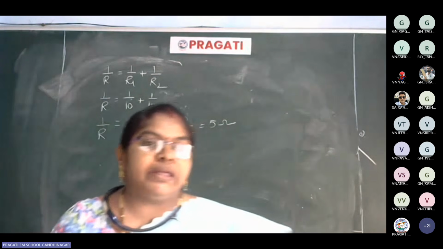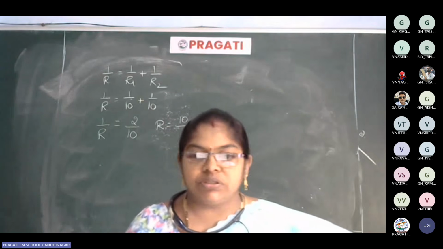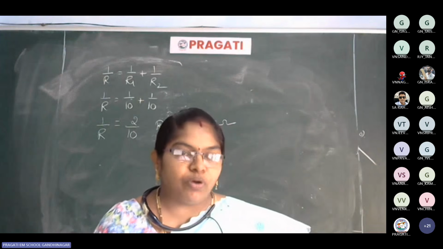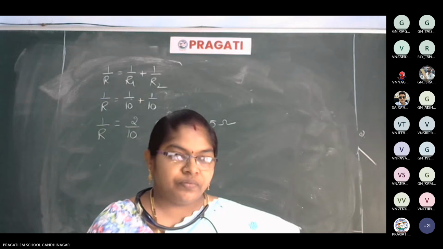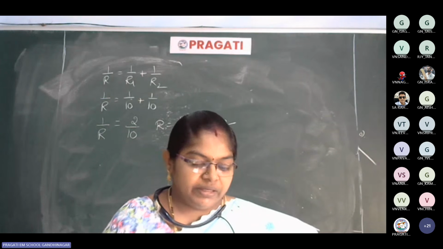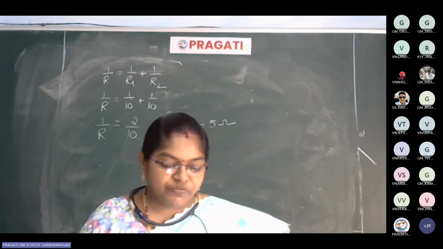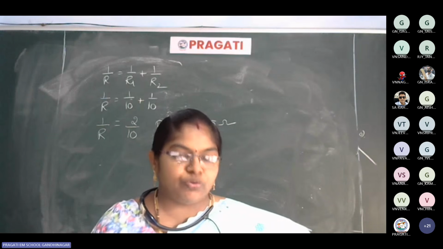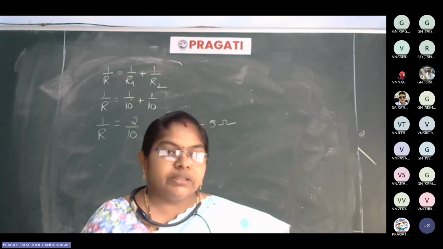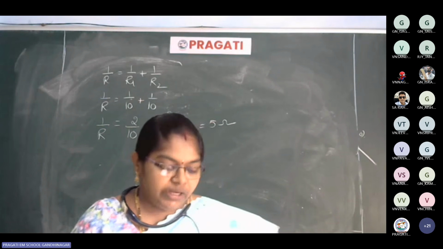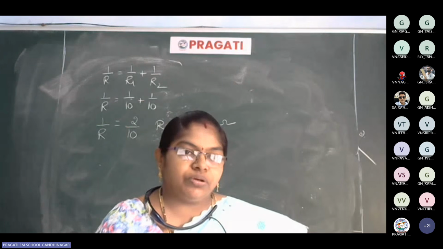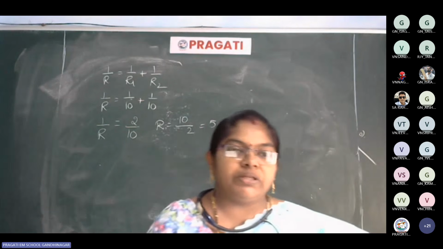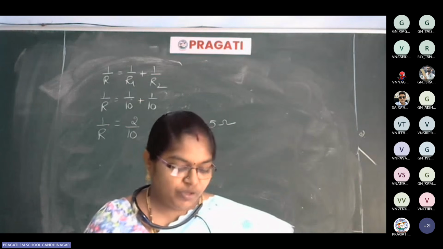Next, what is the working principle of electric fuse? See, if the current is larger than the specified value, the temperature of the fuse wire increases. This wire melts. That is the heating effect of electric current, and it breaks the circuit so that our appliances will be safe. Okay.